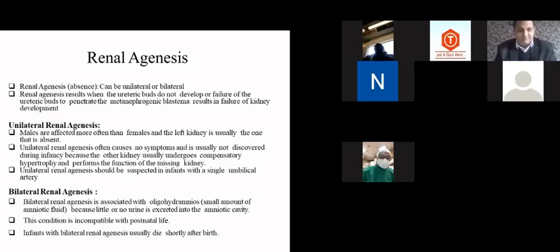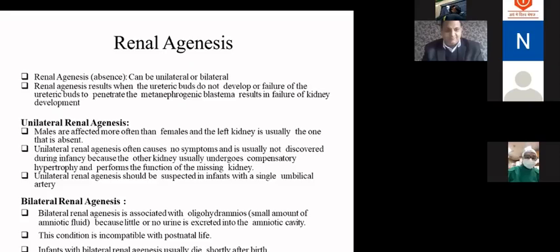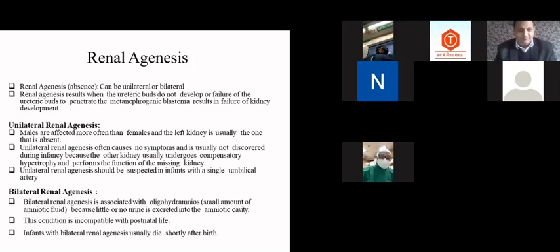In unilateral renal agenesis, males are affected more often than females, and the left kidney is usually the one that is absent. Unilateral renal agenesis often causes no symptoms and is usually not discovered during infancy because the other kidney usually undergoes compensatory hypertrophy and performs the function of the missing kidney. Unilateral renal agenesis should be suspected in infants with a single umbilical artery.